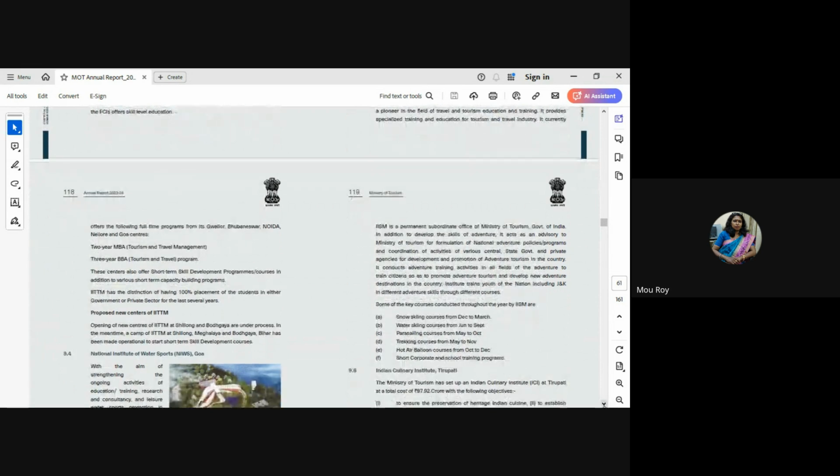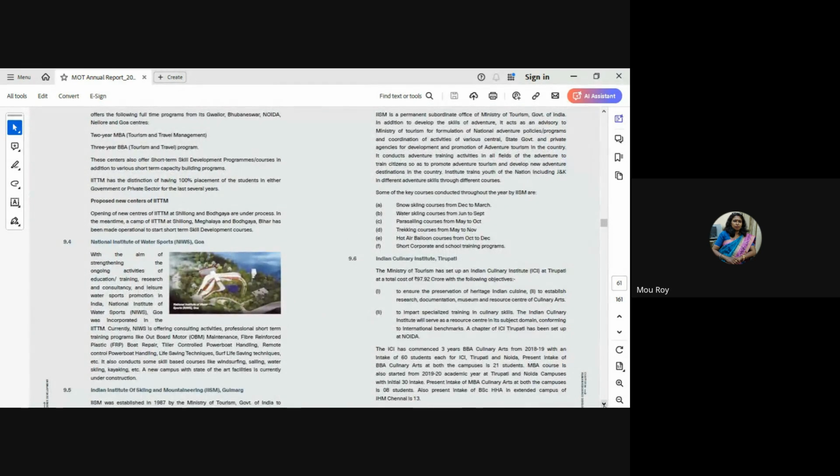I was telling you about this National Institute of Water Sports in Goa, which comes under IITT. These institutes are being developed for imparting training, research as well as consultancy, and leisure water sports promotion in India. Earlier these were not there, but as per the demands of the tourists, these institutes were being set up with all the facilities being provided.